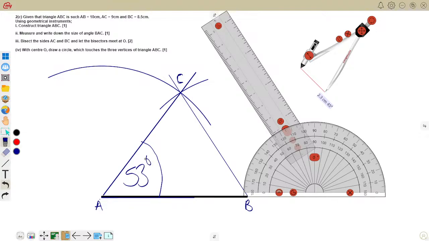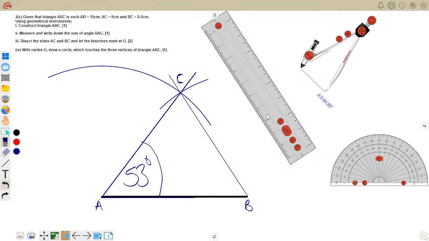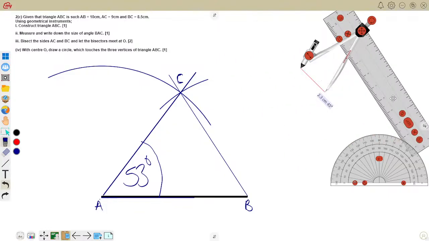Okay. Now we have answered question 2 correctly. That's how you mark it, and that's how you write the size of the angle on that arc. Then the next question is question 3, which is bisect the sides AC and BC and label where the bisectors meet as O. Okay, so what we're going to do is put the protractor and the ruler aside, then we bring the compass here.